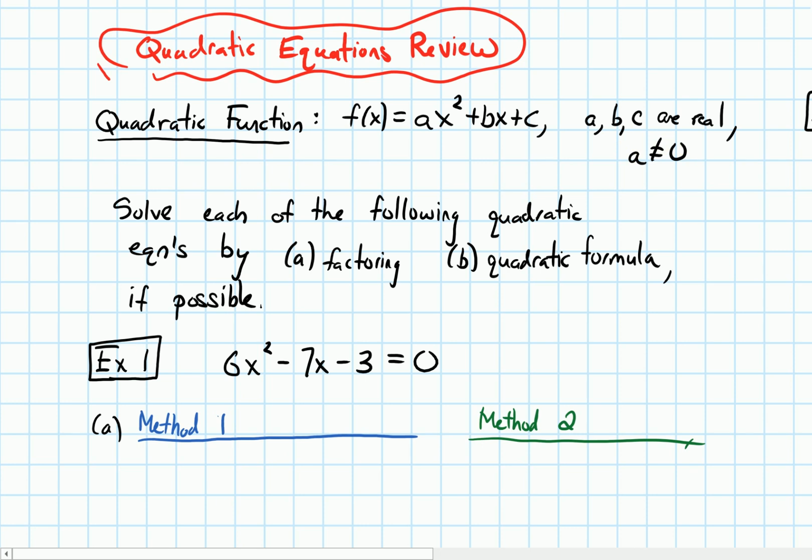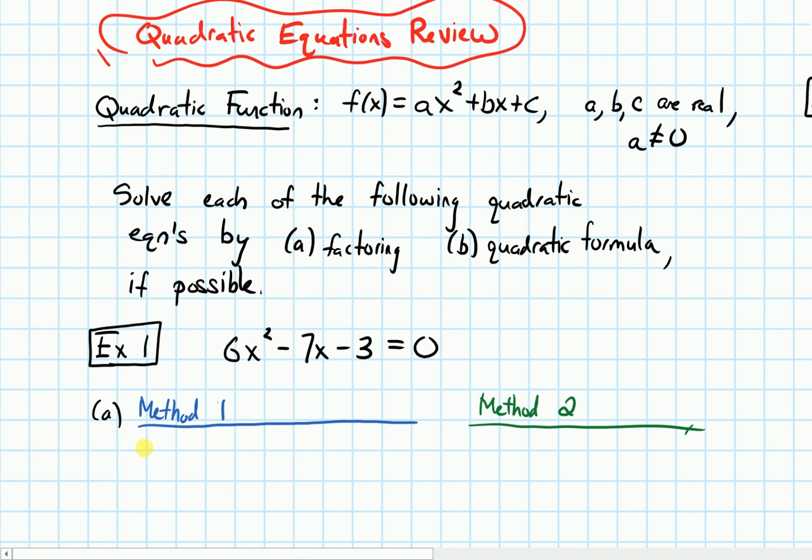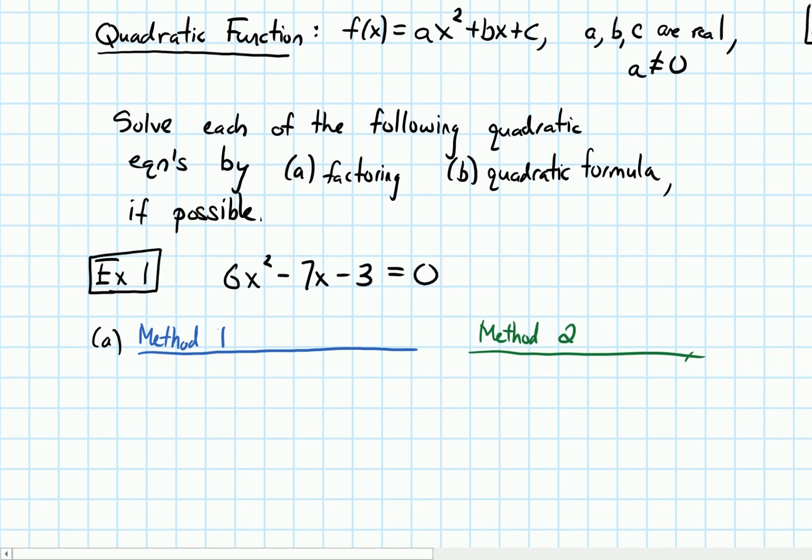So let's look at an example where we solve some quadratic equations. Let's solve the following quadratic equations by part A, factoring, and part B, quadratic formula, if possible. If it's not possible to factor, for example, we'll say so, and then we'll try to use the quadratic formula. Okay, so in this first example, we have the equation 6x squared minus 7x minus 3 equals 0. So let's solve this by factoring, and I'm going to do this in two ways.